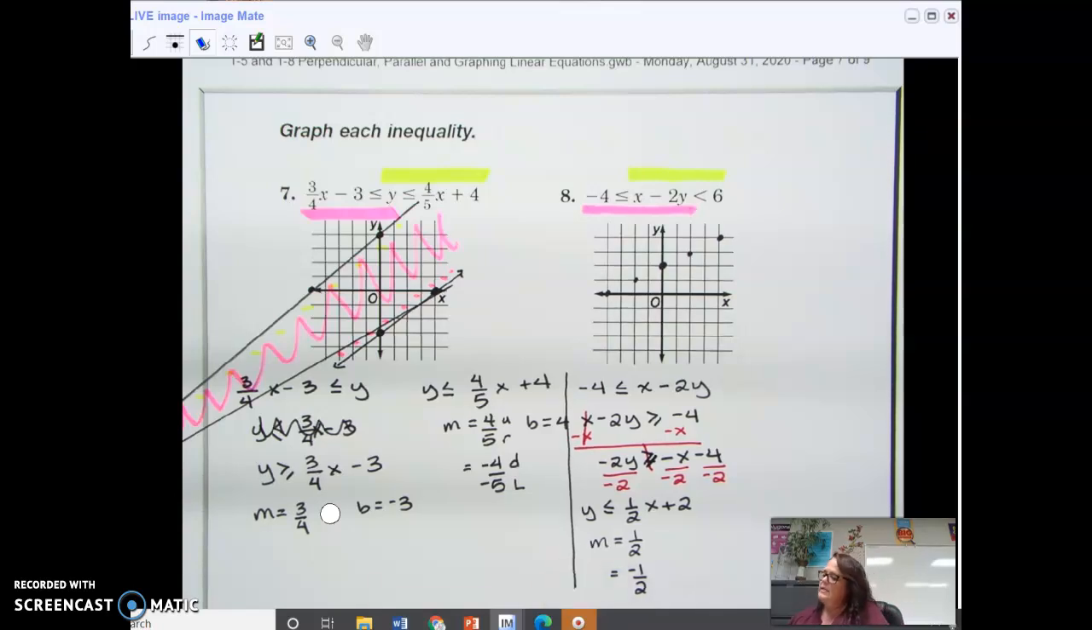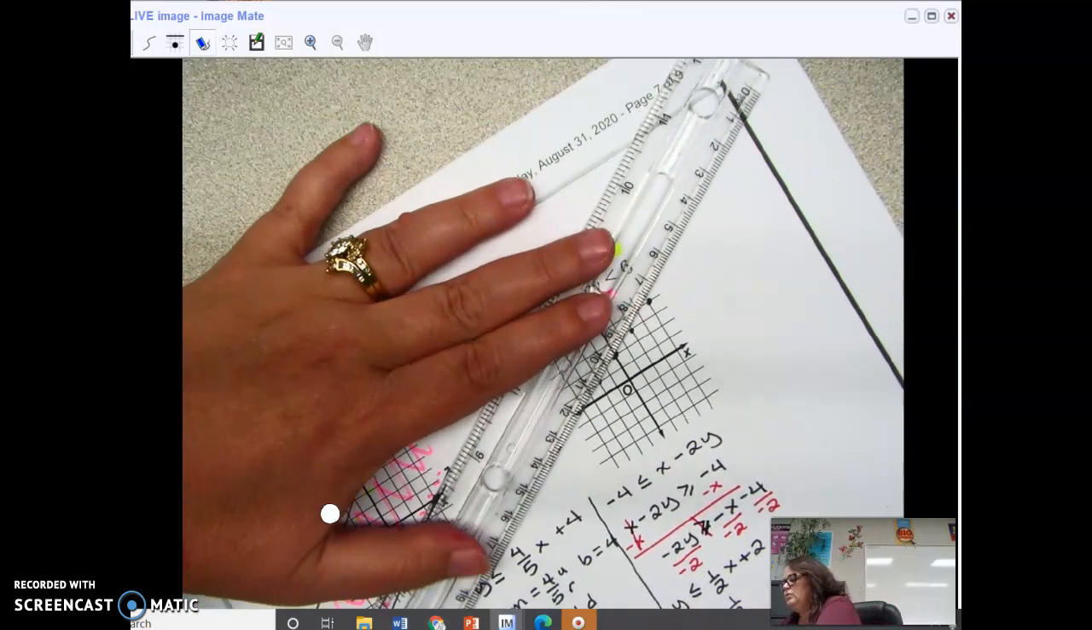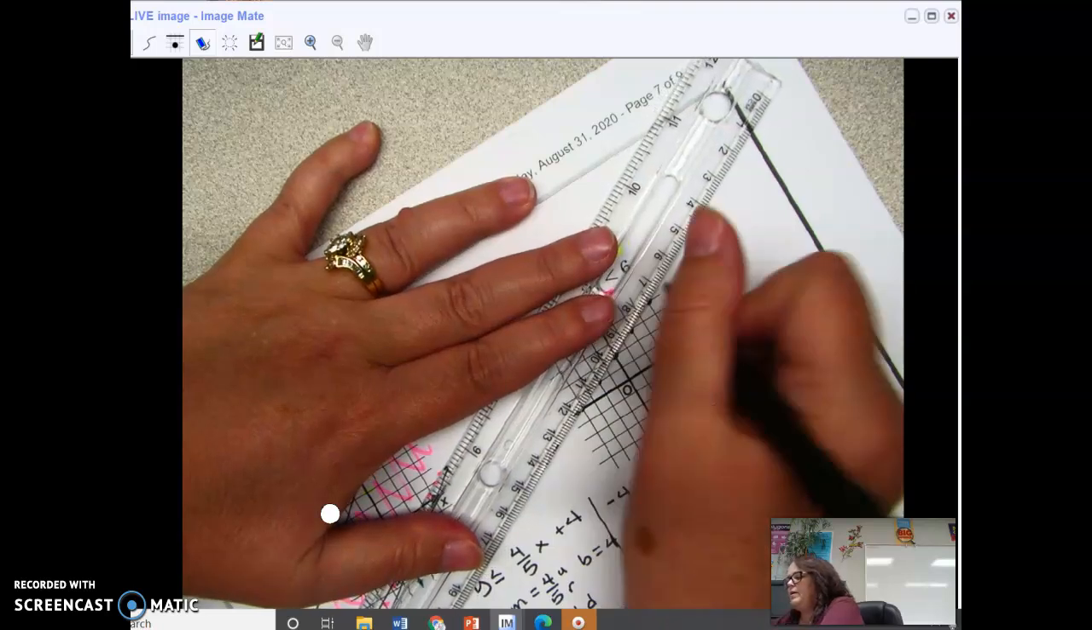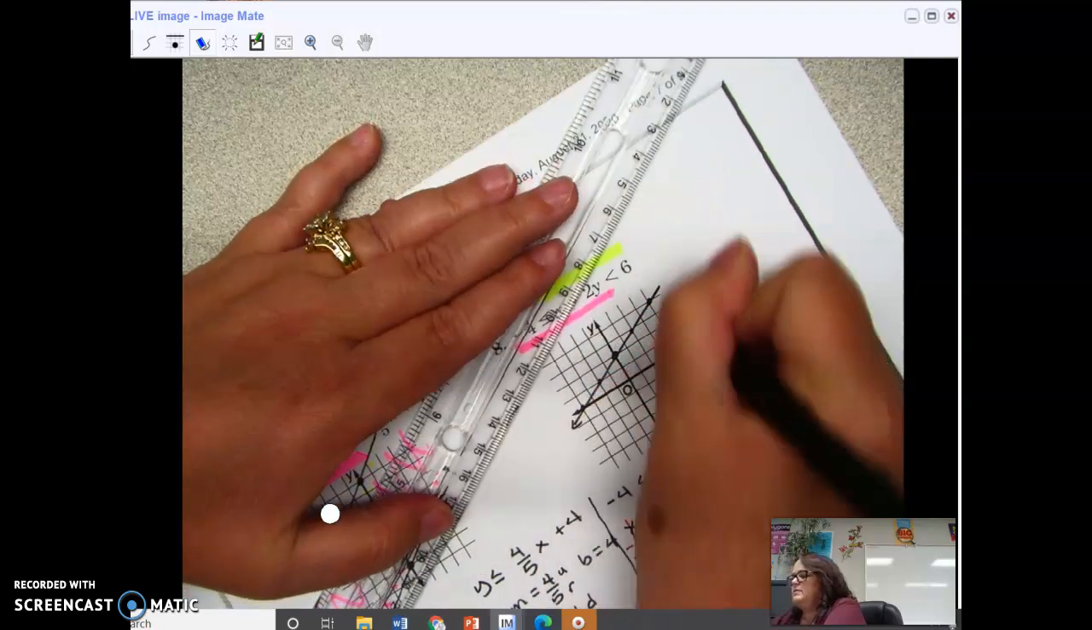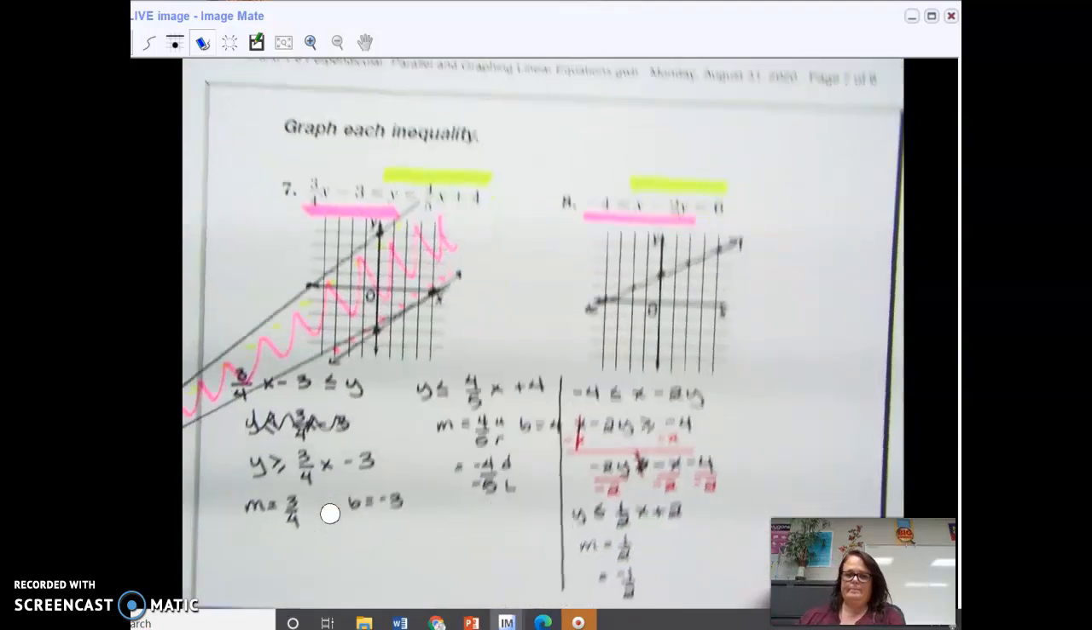As I continue, this says less than or equal to, so the points on the graph are part of the solution. So we've got this line right here to begin.